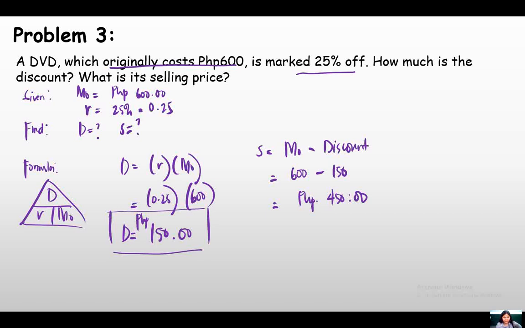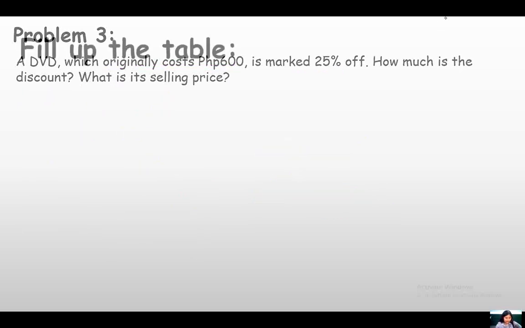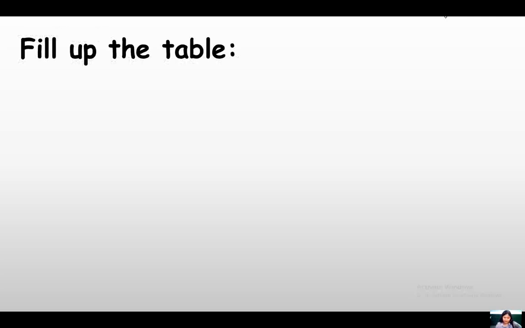Okay? So originally the DVD was 600 pesos, because it was marked 25% off, so he saved 150, and the DVD became 450 pesos only. Okay? Okay, next. So let's fill up the table.